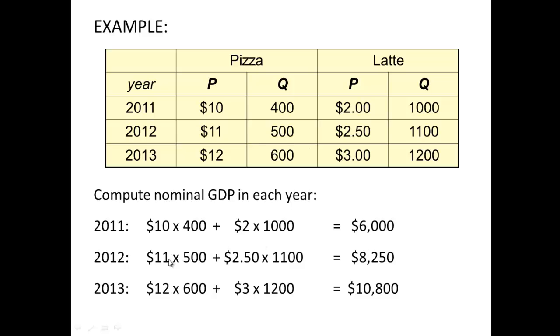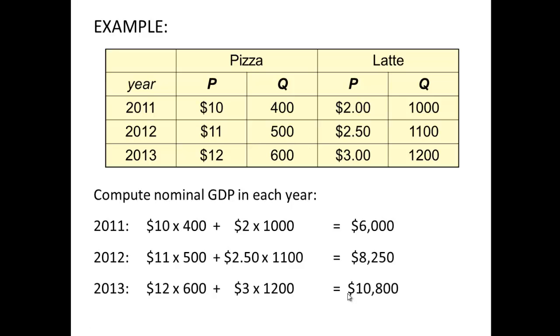We do the same process for 2012. We take the price of the pizza times the quantity sold, add to it the price of the lattes times the quantity sold, and we see that our GDP for 2012 is 8,250. And then we also see for 2013, our GDP is 10,800.